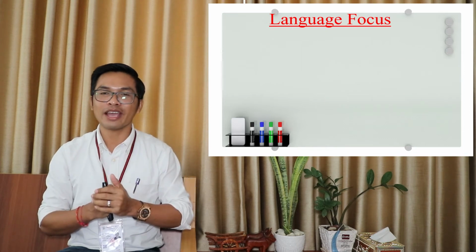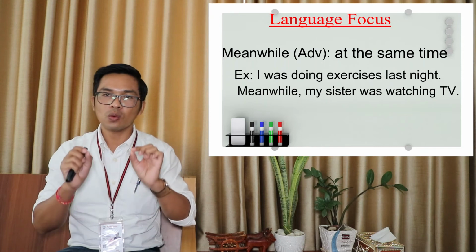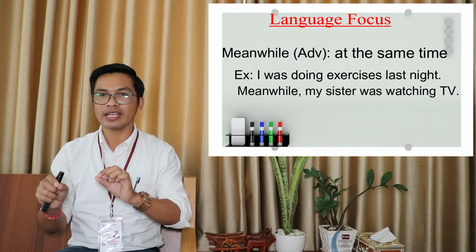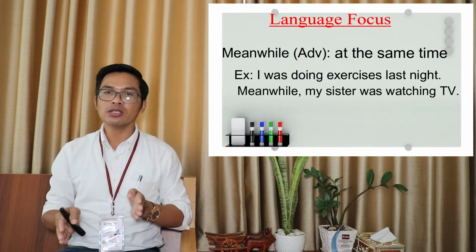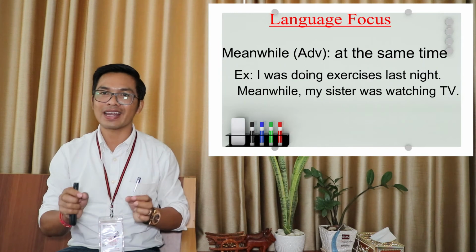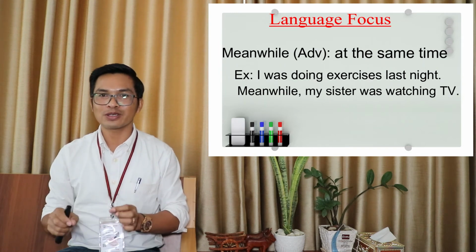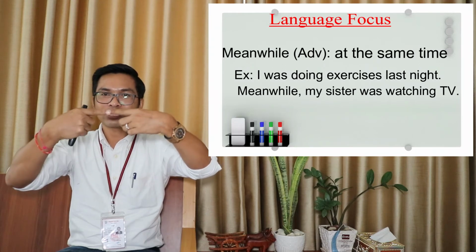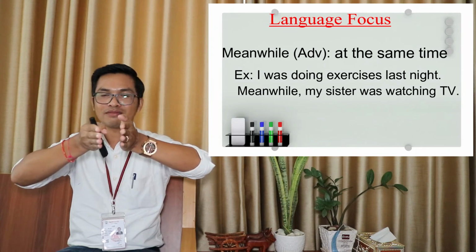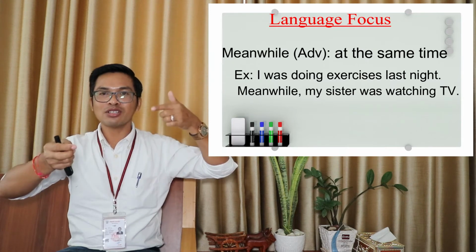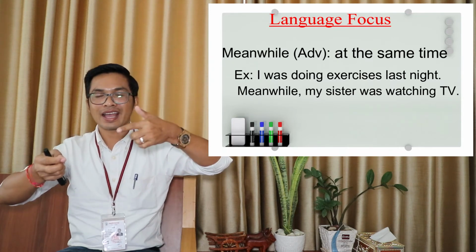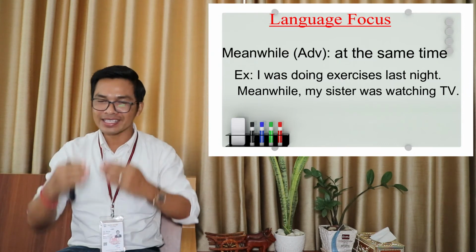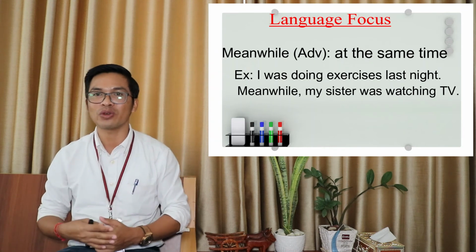So next word, I want you to understand meanwhile. What does meanwhile mean? Meanwhile means at the same time. You know, at the same time? For example, I was doing my exercise last night. My sister was watching TV. You see, 2 ideas happen at the same time. So you can use meanwhile like this: I was doing my exercise last night. Meanwhile, my sister was watching TV. Meanwhile means at the same time my sister was watching a movie or TV.